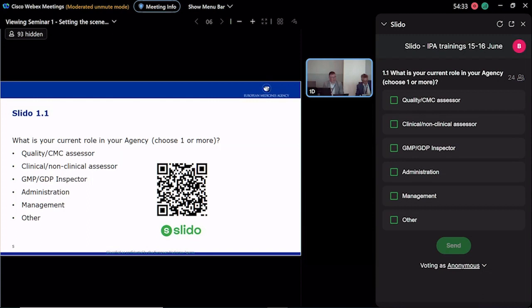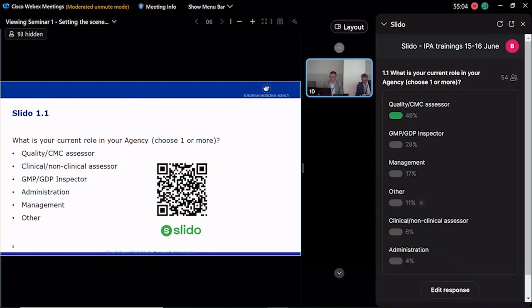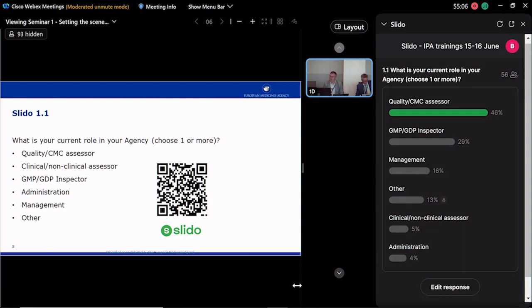Based on the information we have, the likely roles will be quality CMC assessor, clinical, non-clinical assessor, GMP, GDP inspector, or if you work in administration or management. It may be the case that you work in management and you're also a quality assessor or an inspector. So we'd invite you all to please answer this question, so that will give us a good idea as to the positioning that we have within the room.